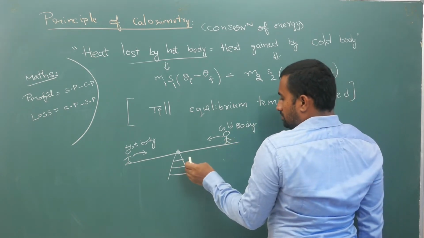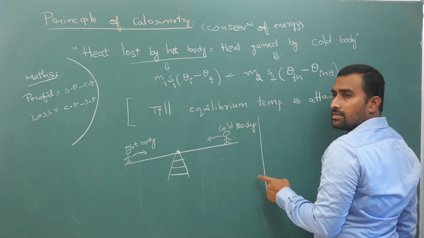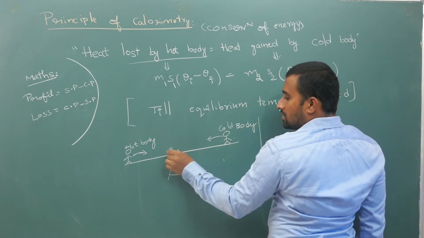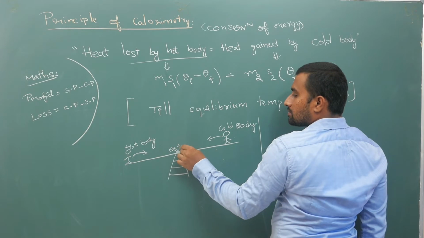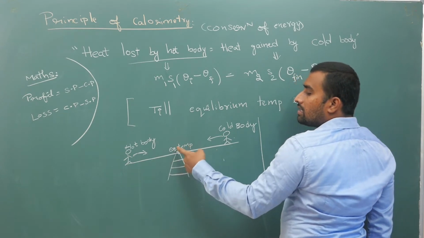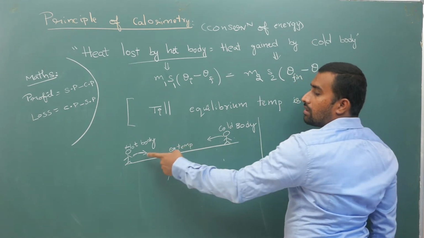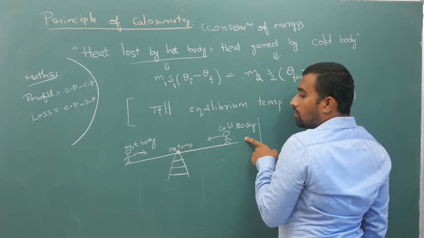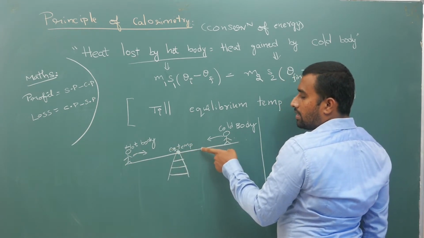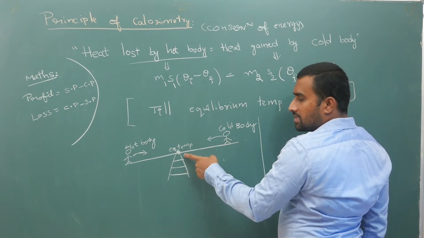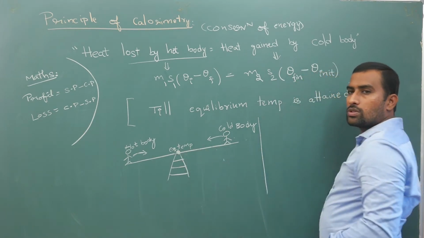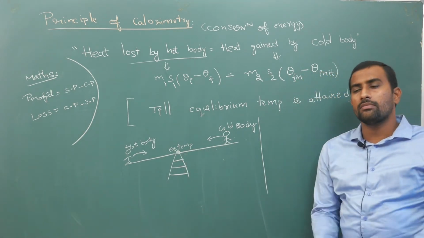Exactly in a similar manner, this is your equilibrium temperature point. Till equilibrium temperature is attained, the hot body keeps giving energy and the cold body keeps taking energy. Once equilibrium temperature is reached, both will reach the middle point.